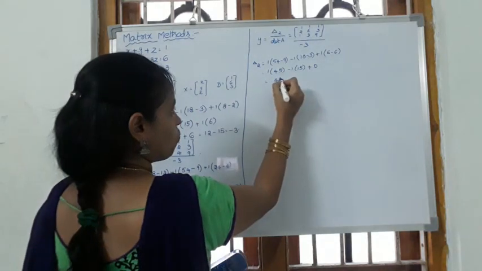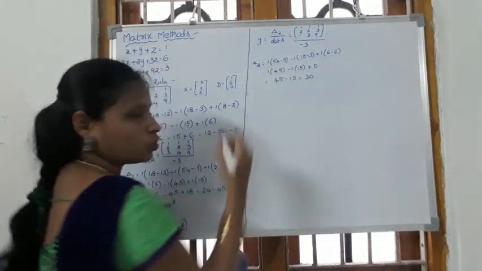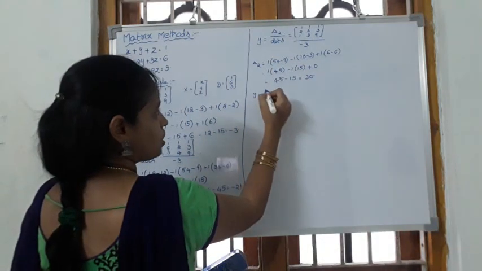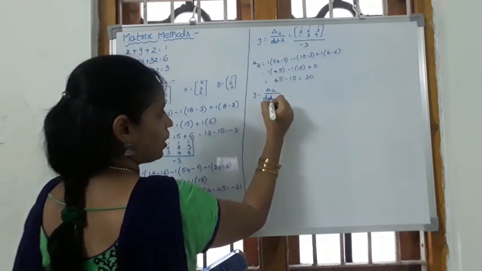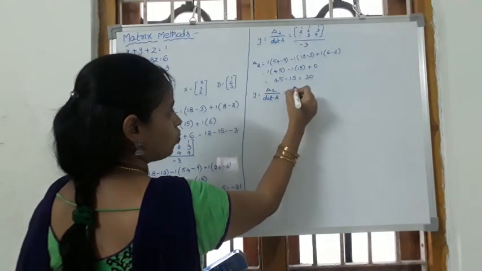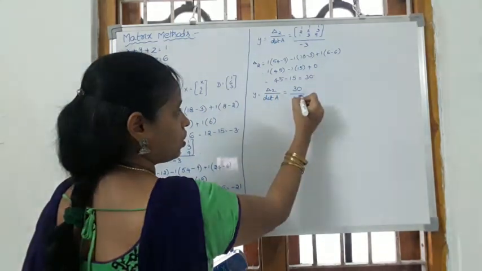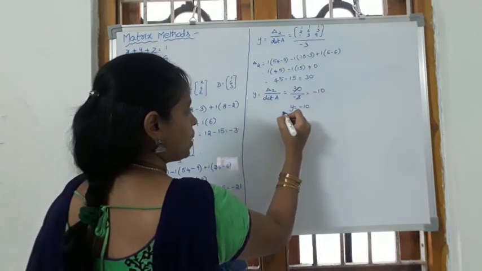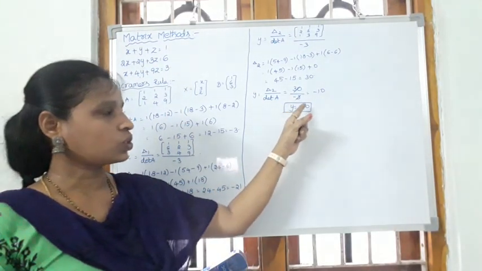So 1 into 45, 45 minus 15 is equal to 30. Substitute the delta 2 value in that equation. So y is equal to delta 2 by determinant of A, that is equal to the delta 2 value, 30, by determinant A, which is minus 3. On cancellation we get minus 10. So y is equal to minus 10. The second variable value is y equals minus 10.